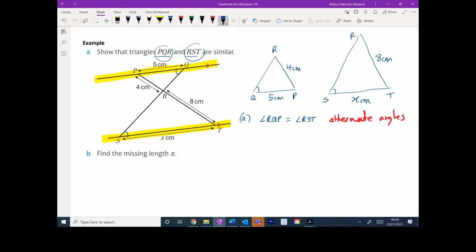Next thing that we need to go and show is that angle RPQ is equal to angle RTS. So let's go and identify those in our main diagram. So angle RPQ, which is here, must be equal to angle RTS, which is here. And again, why are they equal to each other? Again, we can use the same reasoning here. We've got parallel lines, and as we can see here, those two angles that we've just identified are alternate angles. Okay, so they too are alternate angles. So I'll write down the reason.